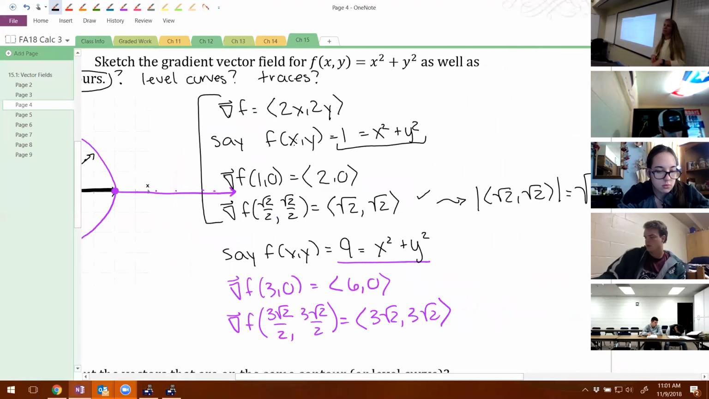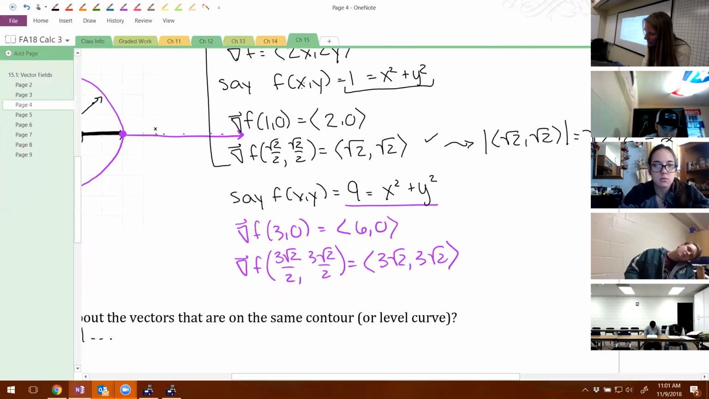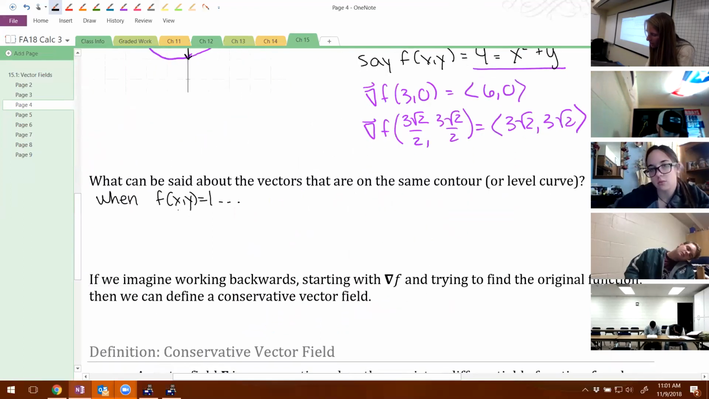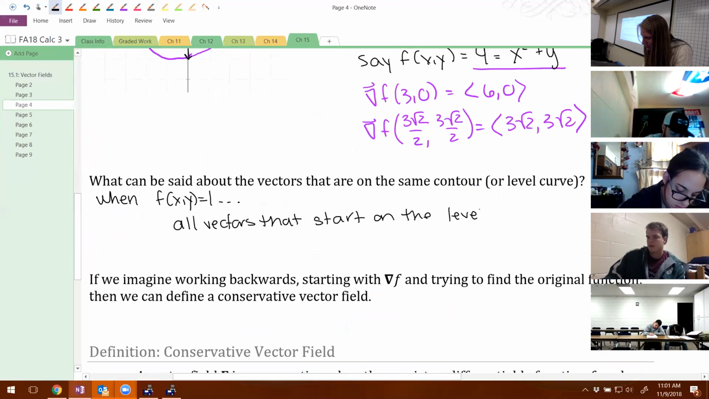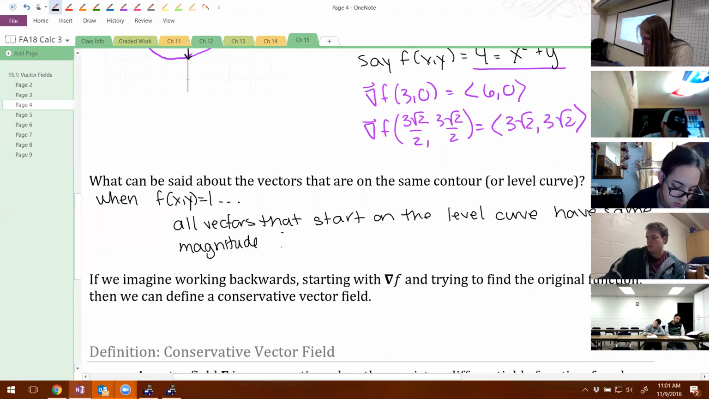And that is the thing that happens here. When they're on that same level curve, at that same value of this function, all of the vectors, no matter what direction they point in, have the same magnitude. It's kind of neat. The same thing would work out down there with the purple ones we graphed in 6. Let's fill this out. When f of x, y equals 1, all vectors that originate or start on the level curve have the same magnitude, and in that case it happens to be 2.